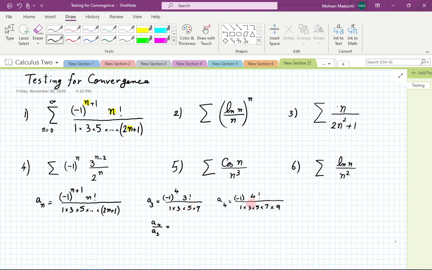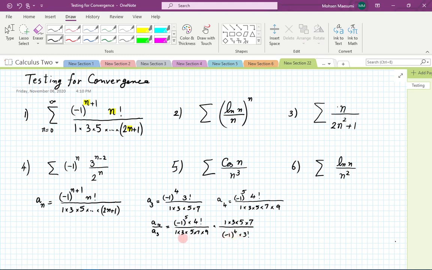Well, how do you divide two fractions? You divide by multiplying with the reciprocal. So you have to take this. So I have -1 to the power of, I forgot to write, there's a 5 here. -1 to the power of 5 times 4 factorial over 1, 3, 5, 7, 9. And then we have to multiply by a reciprocal, so it's going to be 1, 3, 5, 7 over -1 to the power of 4 times 3 factorial.